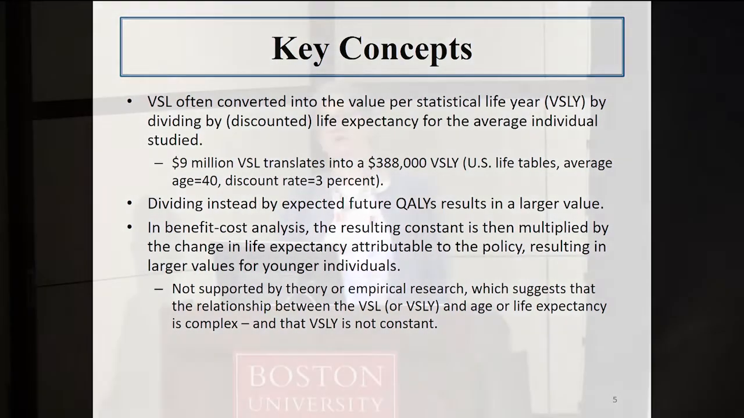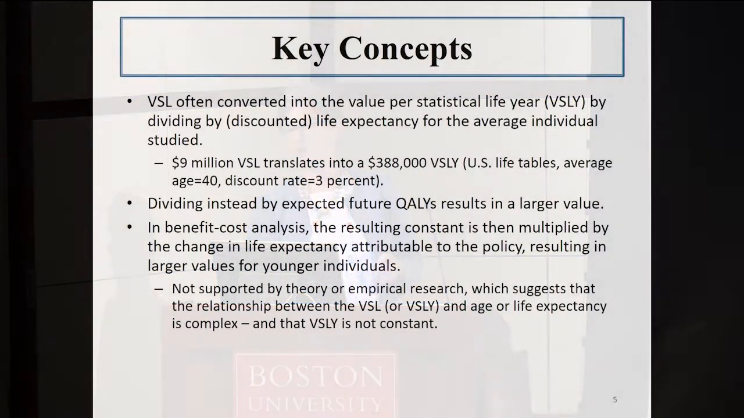If we are doing benefit cost analysis, our next step would be to take this constant and multiply it by the number of life years remaining, to estimate a total value for each person affected. So we'd have this sort of declining scale where we've got high values for young people and much lower values for older people. The problem is that the research on willingness to pay doesn't show that sort of pattern.